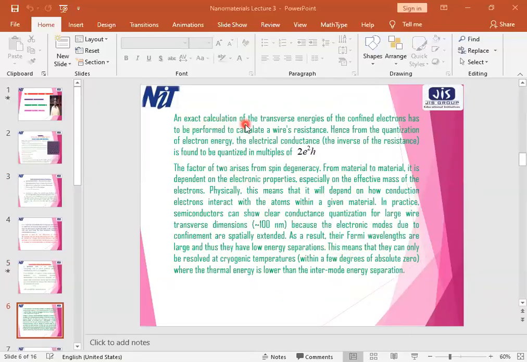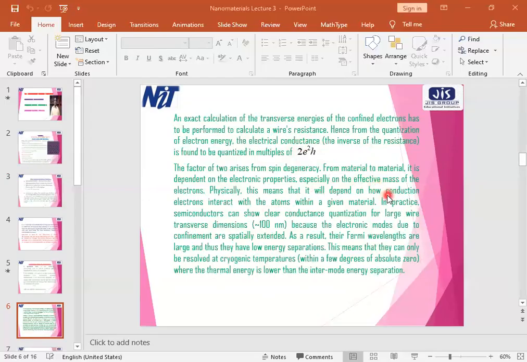An exact calculation of the transverse energies of the confined electrons has to be performed to calculate a wire's resistance. Hence, from the quantization of electronic energy, the electrical conductance, what is electrical conductance? The inverse of the resistance, is found to be quantized in multiples of 2e square by h, where e is the electronic charge and h is Planck's constant. The factor of 2 arises because of the spin degeneracy. We know that electrons have two spins, minus half and plus half, so because of that it comes twice. From material to material, it is dependent on the electronic properties, especially on the effective mass of the electrons.